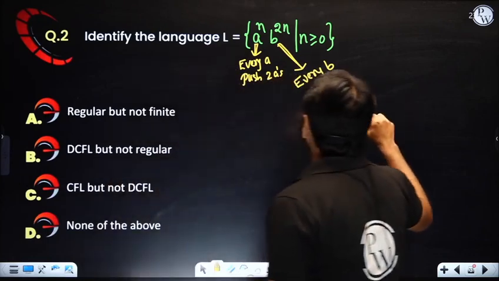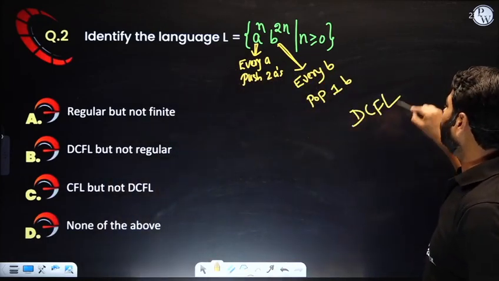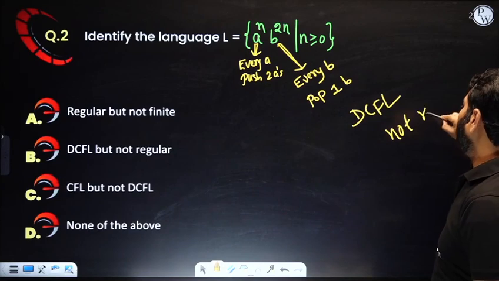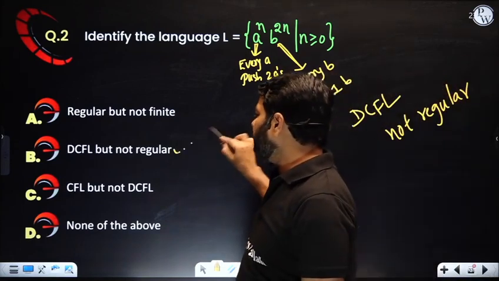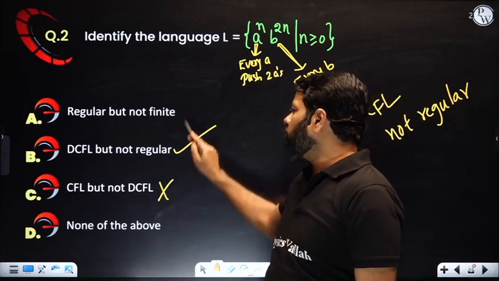It is going to be a DCFL, but not regular. As you have a dependency, you do not have a finite automata for this. So DCFL, but not regular. And you can't choose the other two options.